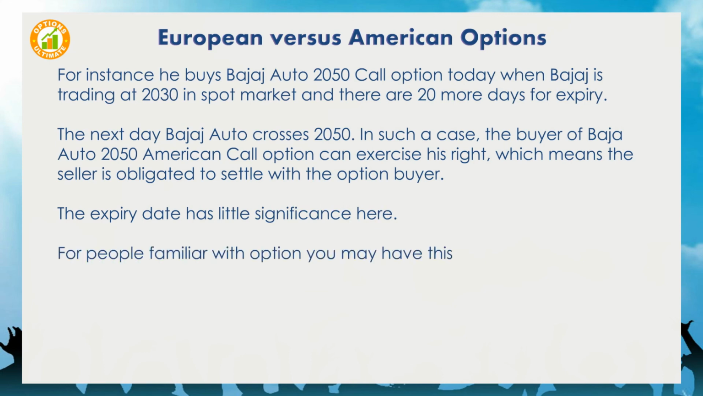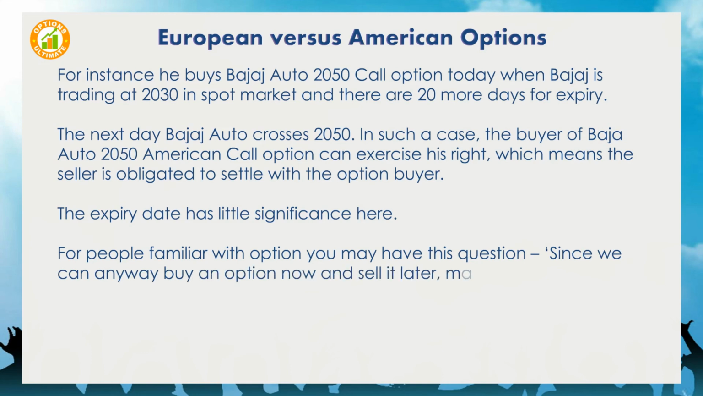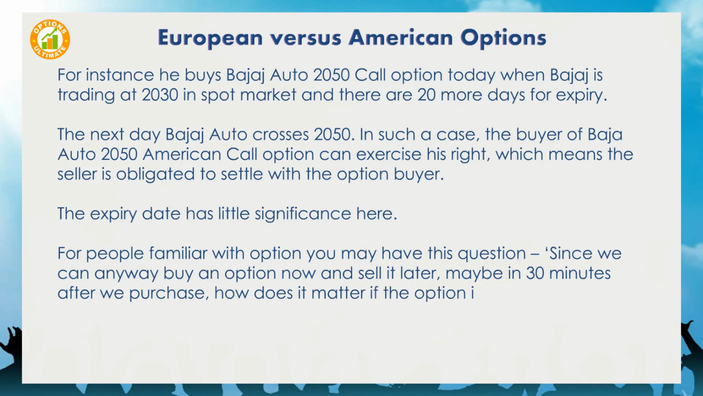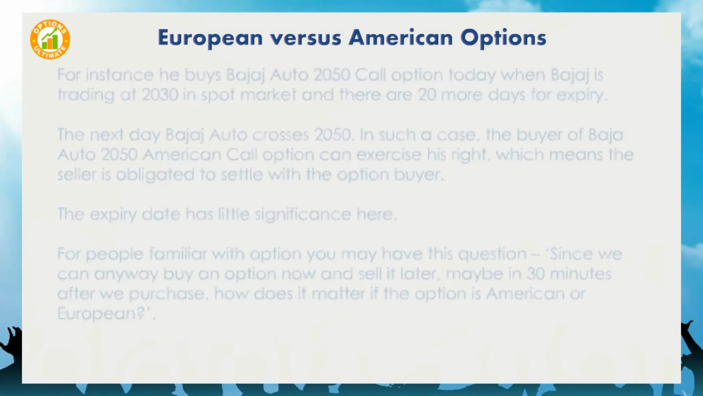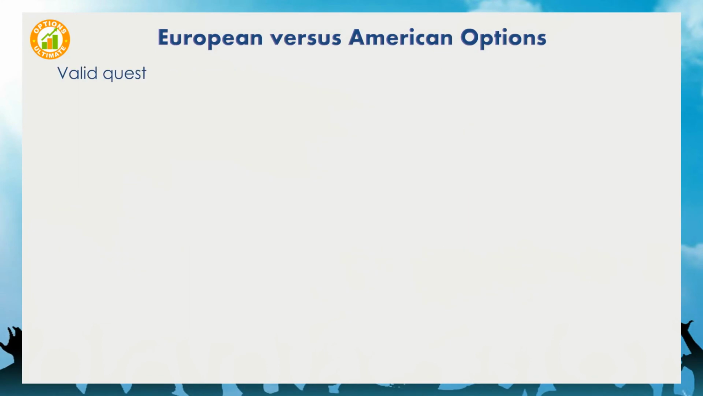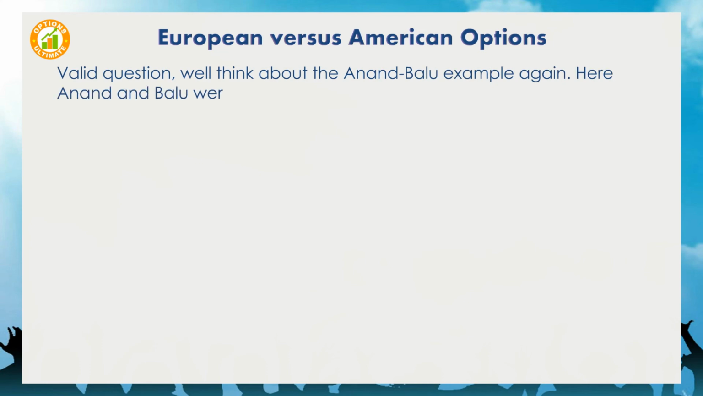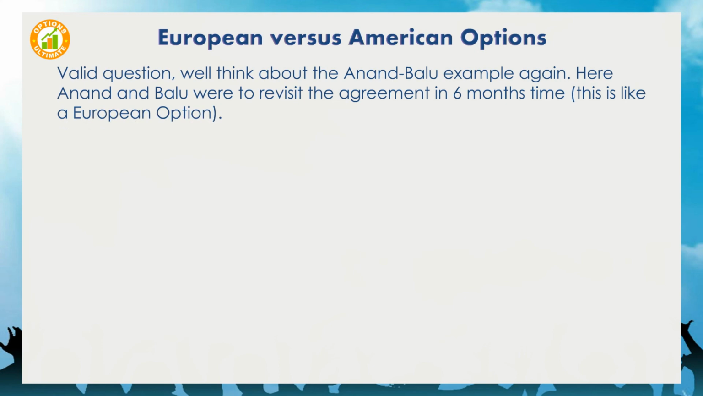For people familiar with options, you may have this question: since we can anyway buy an option now and sell it later, maybe 30 minutes after we purchase, how does it matter if the option is American or European? Valid question. Well, think about the Anand Balu example again. Here Anand and Balu were to revisit the agreement in 6 months' time. This is like a European option.